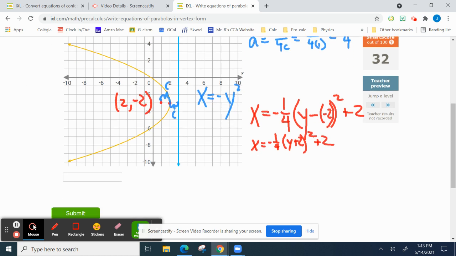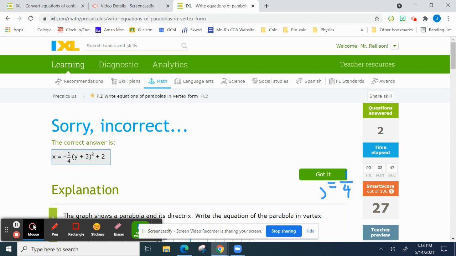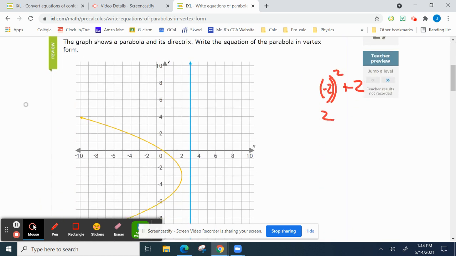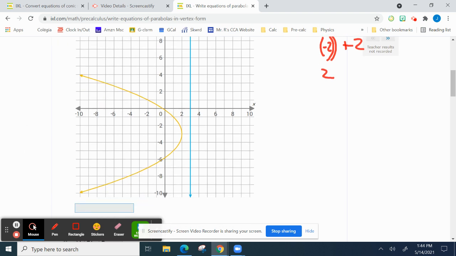We'll enter it in just so that you know that I know what I'm talking about. x equals 1/4 (y plus 2) squared plus 2. Boom. What? Plus 3. You know what that means? That means all I did was read the graph wrong, which is exactly what I did. I'm such a goofball. Right there, look.